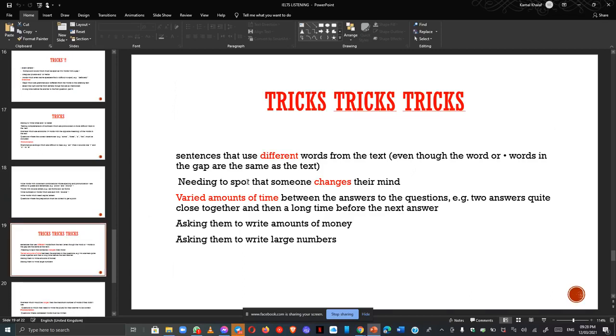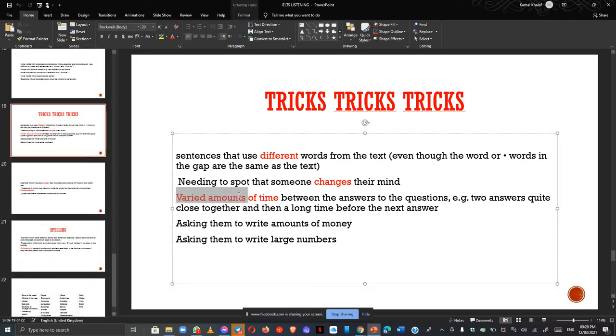Again, tricks, guys. The examiners do not put it that easy. Don't expect to get it that easy, but you know the tricks. So it's not that hard to know how the examiners will trick you. If you practice a lot, you will have no issue in answering the IELTS listening exam.